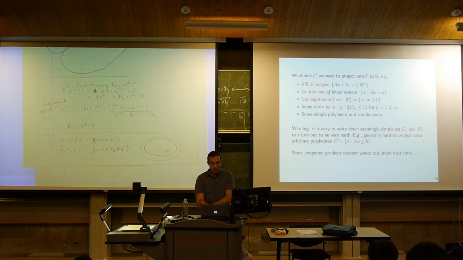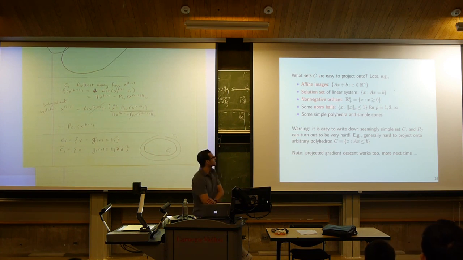So here are some of the examples. An affine image is an easy set to project onto. For example, the set of all Ax plus b as x varies.